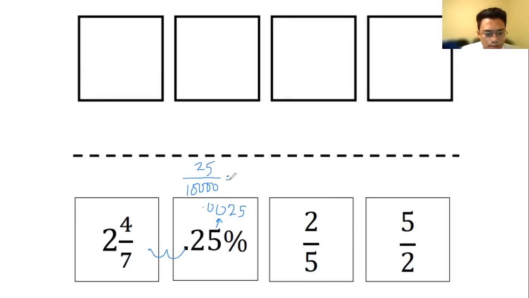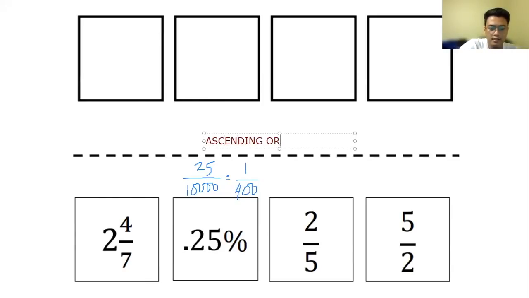So what is this in lowest terms? Divide both by 25. 25 divided by 25 is 1. 10,000 divided by 25 is 400. Am I right? Yeah, 400. So that's 1 over 400. From here, you have to compare everything. Which of the following would be the greatest or the least number? Let's say, for example, we will be arranging this in ascending order.